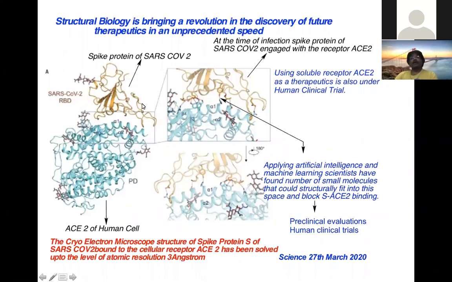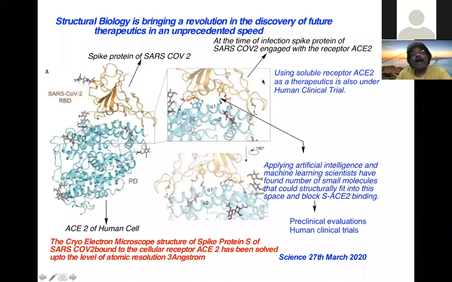What you are looking at is the crystal structure of the SARS-CoV-2 protein and the ACE2 of the human cell. And this part will join the receptor. So here, this is the expanded version. You can see this is the SARS-CoV-2 protein, and this is the ACE2 human receptor.